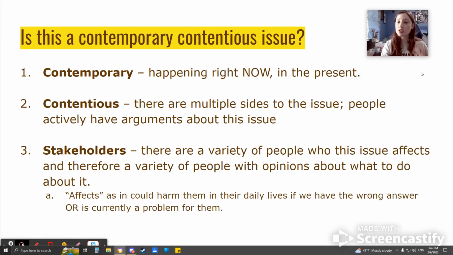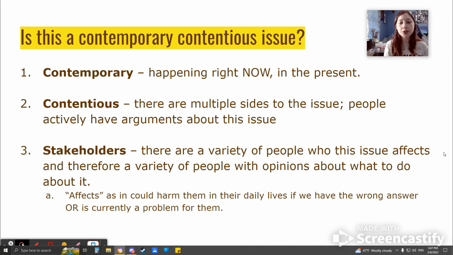What is a contemporary contentious issue? So contemporary means happening right now in the present. So I couldn't talk about gay marriage laws because gay marriage laws already exist in the United States. It's not a contemporary issue. Same thing with whether or not we should have electricity. We already have electricity. So you have to make sure that it's modern, happening right now. Even if it was something that happened a while ago, like 5 years ago, but is no longer really a topic of discussion, that makes it not contemporary.